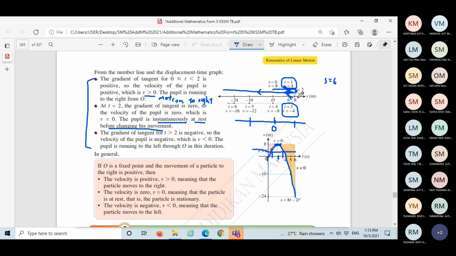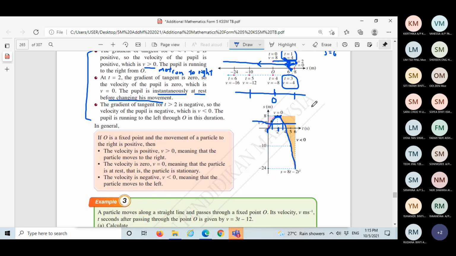Even though the displacement now is still positive, the velocity is negative, it means that the particle is moving to the left. This is the meaning. I hope it's clear. This part is very important. If you get confused on this part, then after that many questions will be very confusing. So you have to know the meaning of V positive, V negative, and the meaning of a displacement positive and negative.